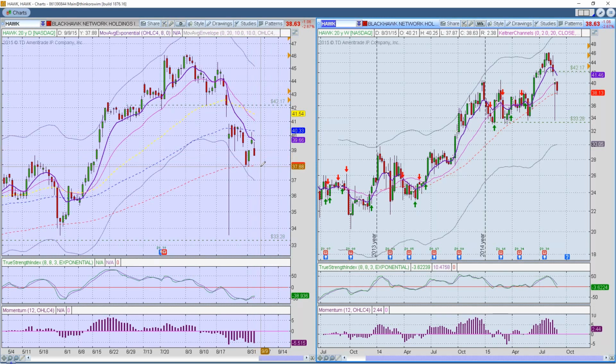Or we could blow on through this and move all the way back down to its previous breakout and support level down here at 33.28. But I would say right now, if you weren't shorting it yesterday, you're probably going to want to hang out because it's kind of moved into no man's land.